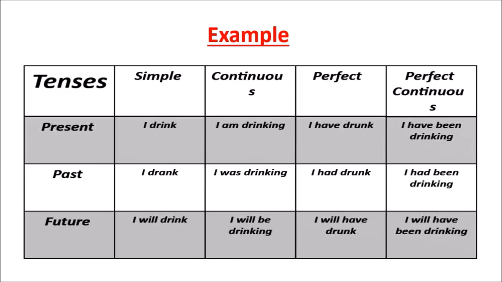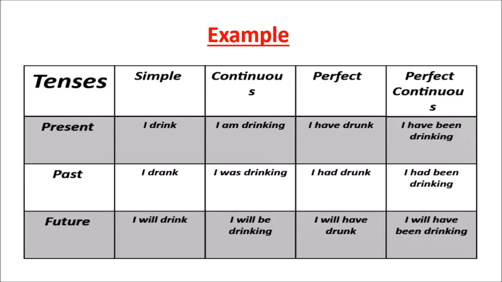Look at the next example. Simple past, I drank. Simple future is I will drink. So this is the simple form. Look at the continuous form. Present continuous, I am drinking. In past, we write I was drinking. In future continuous tense, I will be drinking. These are the things we have written already in the formula.